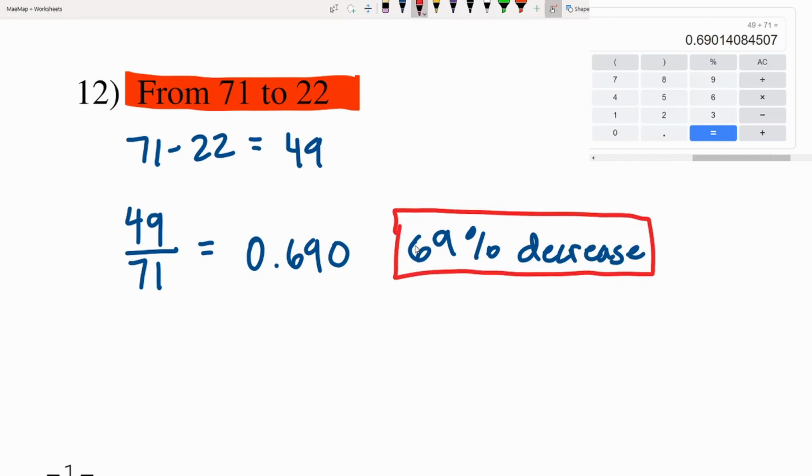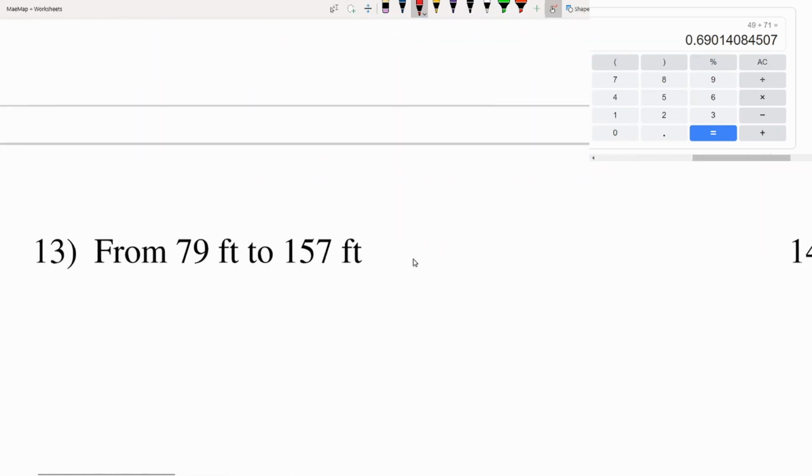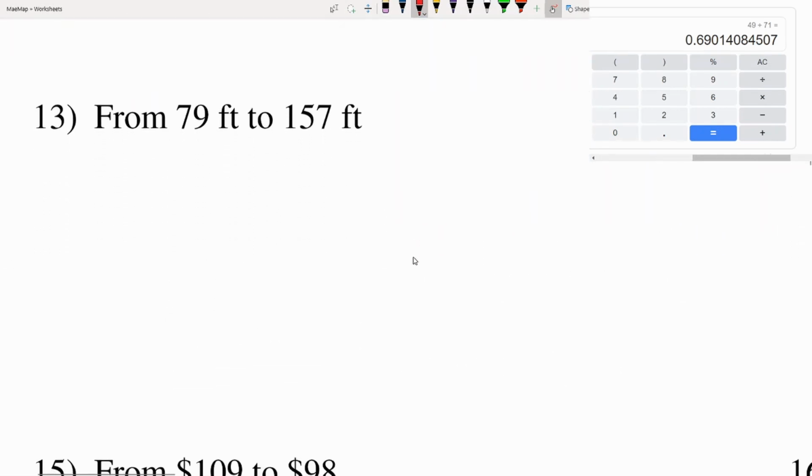All right, so that wraps up that first page. Let's go ahead and continue on to the second. And the second page, we're switching things up a bit by putting a label onto the numbers. So now our change is not just units, our change is going to be feet, meters, dollars, etc. But the same concept still applies. Let's figure out if this is a decrease or an increase.